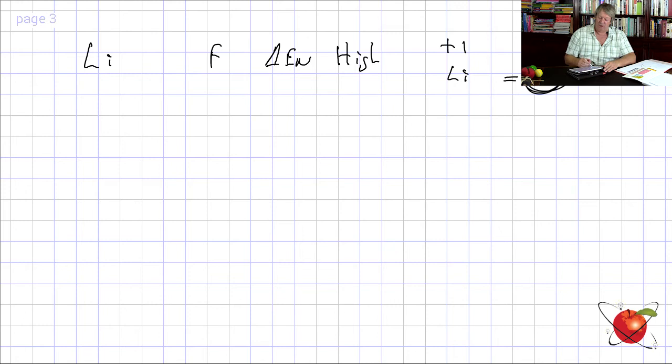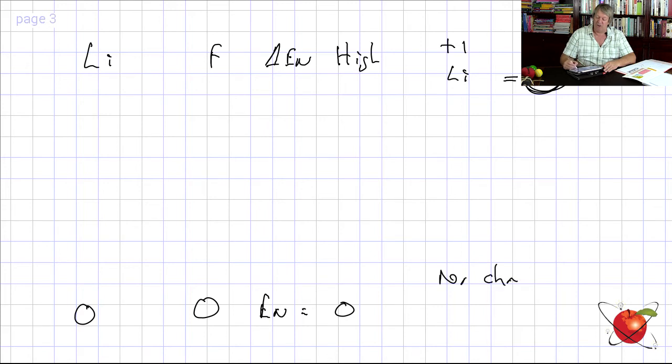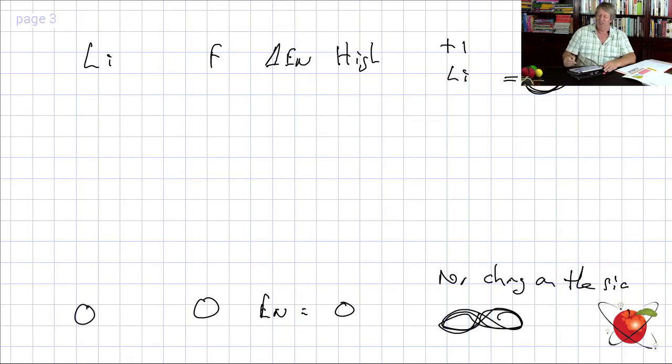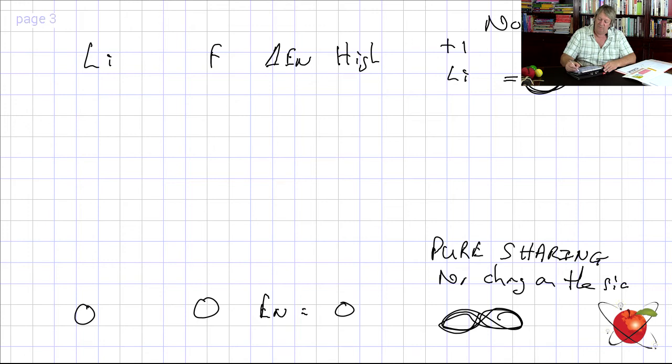The next one we got was an oxygen, okay? Delta electronegativity, in this case, was 0, okay? So there's no charge on the sides, which means the electron is doing this, okay? This is pure sharing. This one is no sharing, right? It's not shared at all.